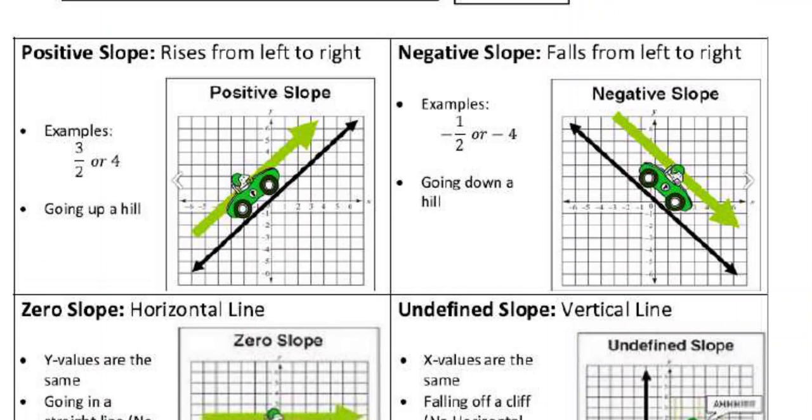So a positive slope rises from left to right. So if I read it from left to right, like I do a book, you can see how this is pointing up. So this is a positive slope. You can see in my fraction or in my whole number, all of the numbers here are positive. I don't have any negative numbers. You're going up. So that's a positive slope.